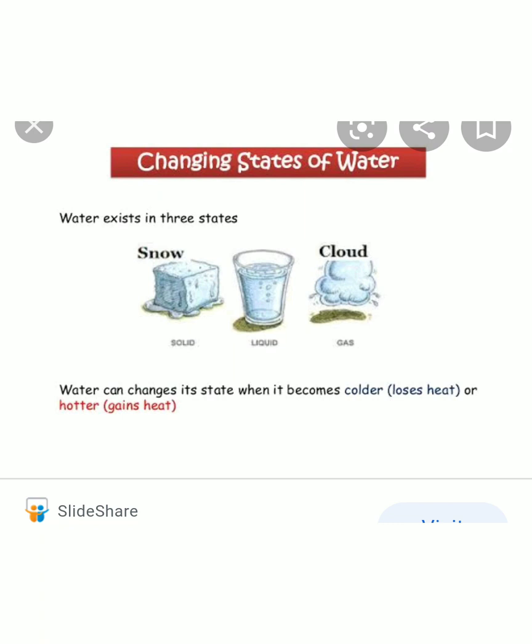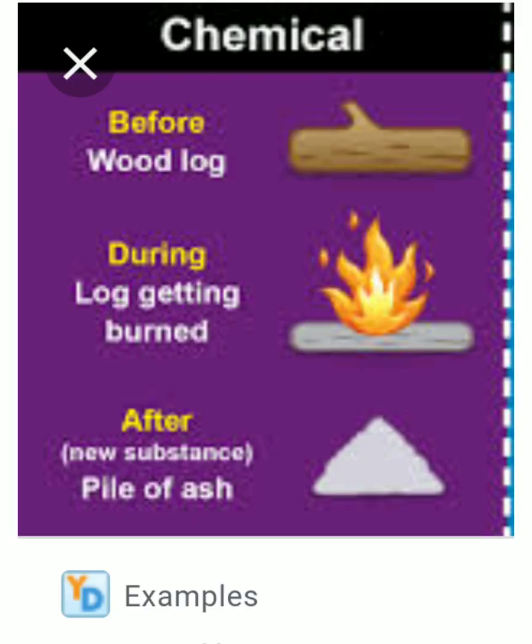We can classify the changes around us into two, that is, chemical change and physical change. Firstly, let's take the chemical change. Chemical change is a change in the chemical properties of a substance. This change is a permanent one, so it cannot be reversed; it is irreversible. Any substance that undergoes chemical change cannot be returned.